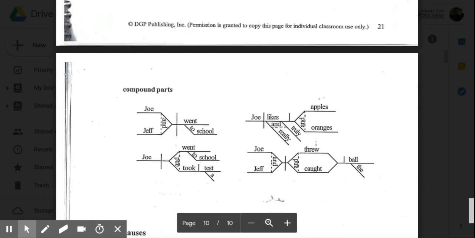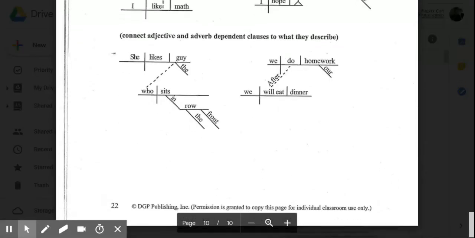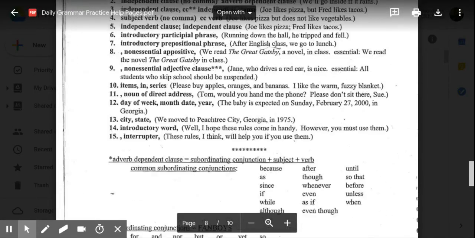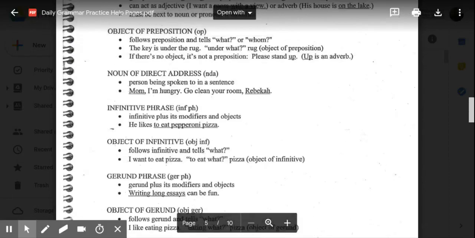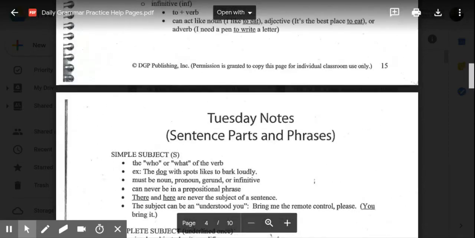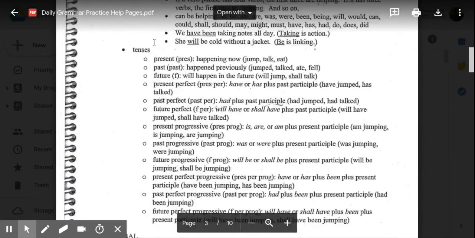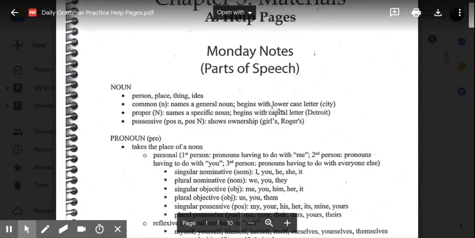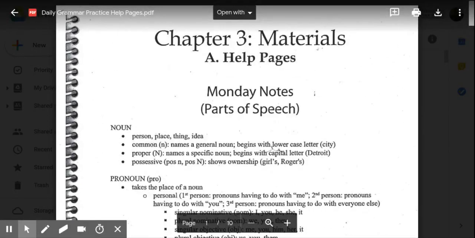The back page is really just different scenarios after they get into a little more complicated sentences. So that's our help pages. And again, it's highly advisable for students to highlight and annotate according to things that they consistently forget or have to look for. It always helps them find their answers quicker.